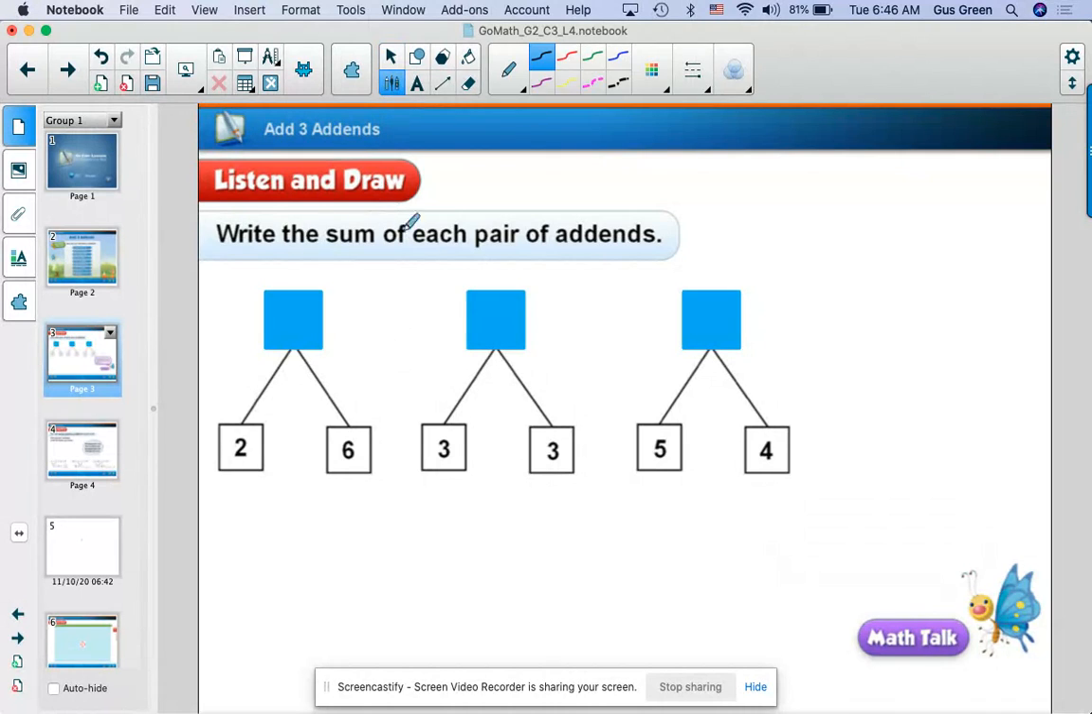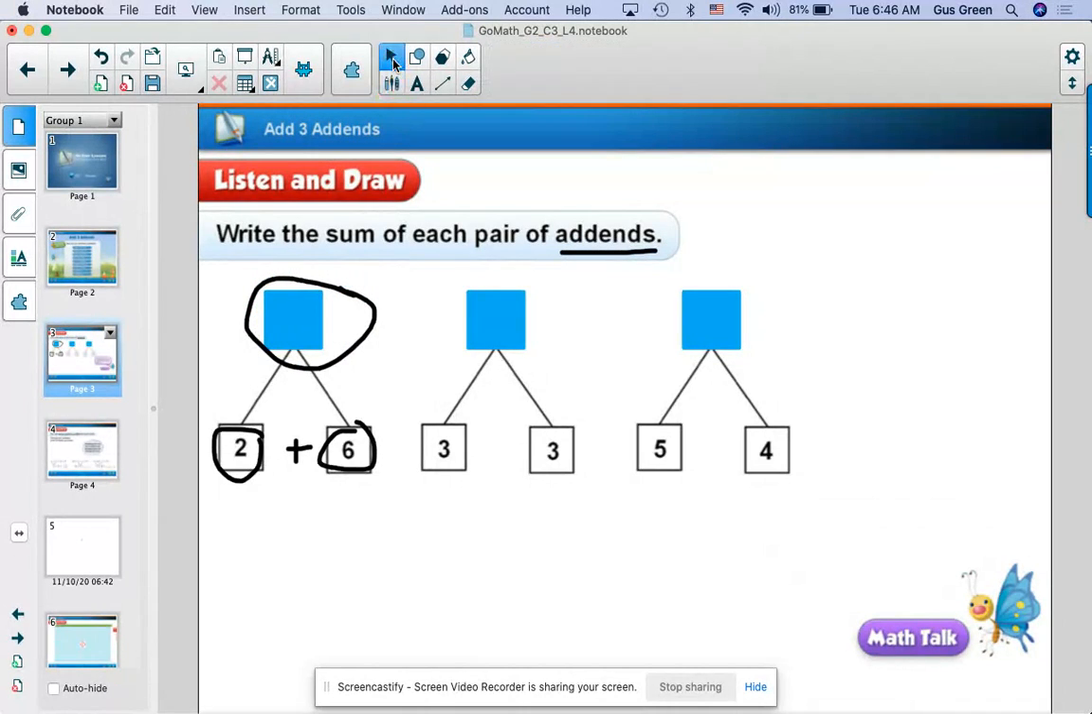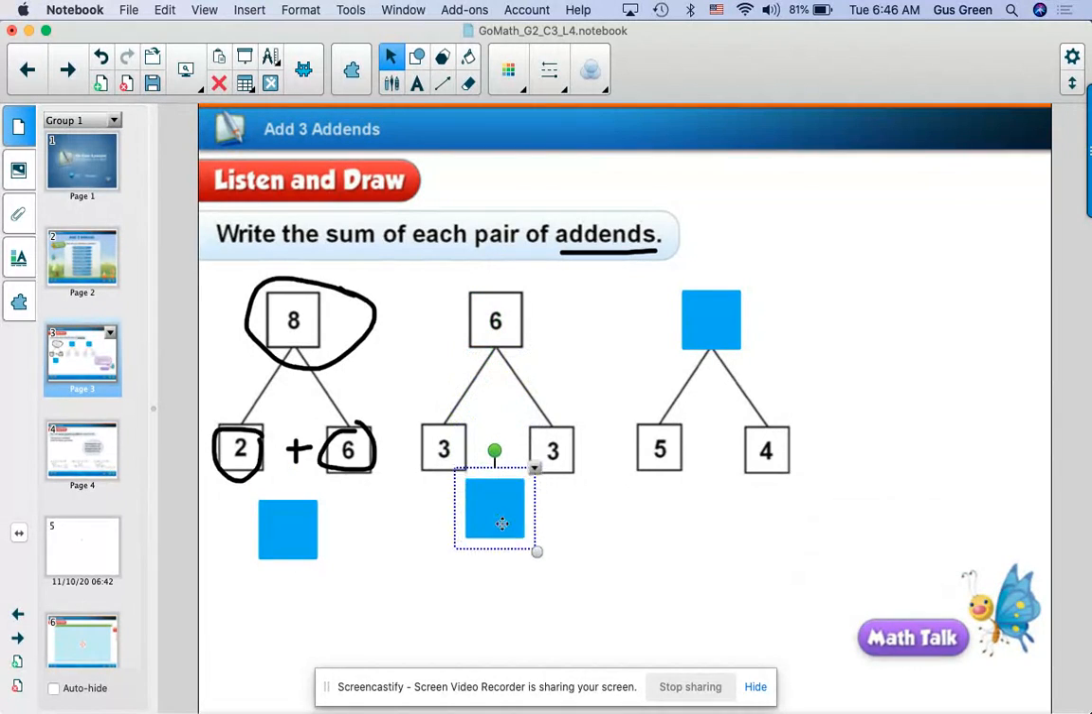The first one is write the sums for each pair of add-ins. So to be clear, when we add two numbers, the numbers that we're adding are called add-ins. And there can be more than two. The answer is called the sum. So let's look at the sum of these. 2 plus 6, write it down, 8. 3 plus 3, say it out loud, 6. And 5 plus 4, 9.